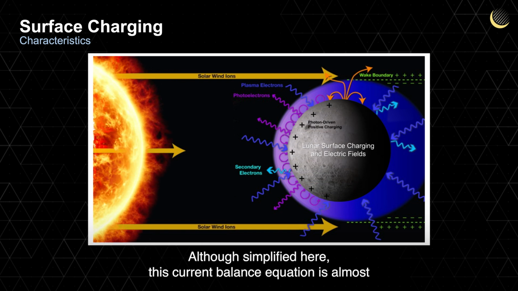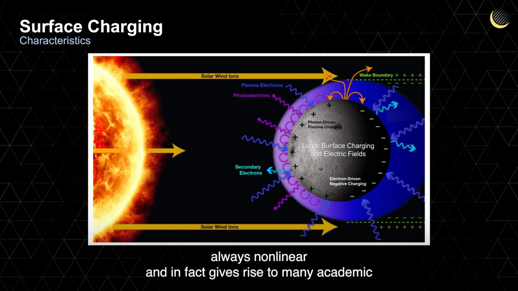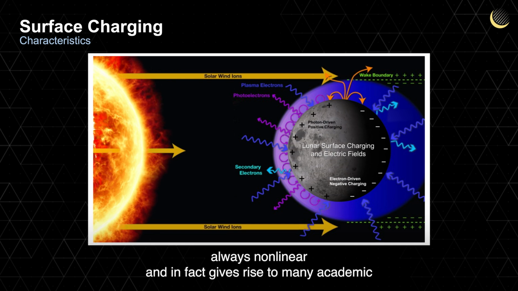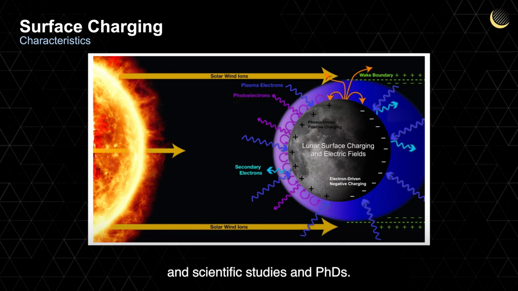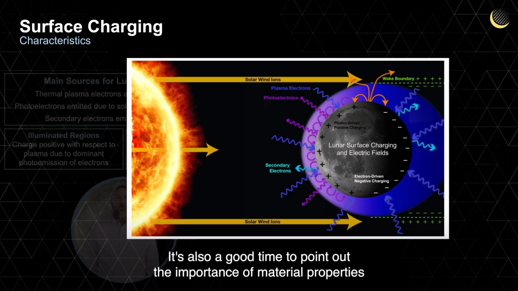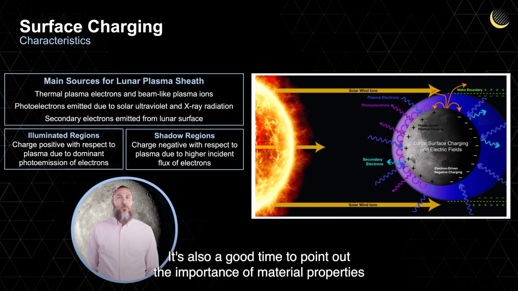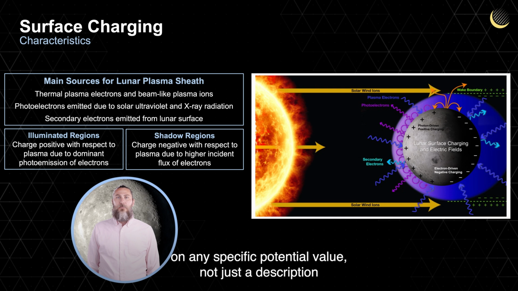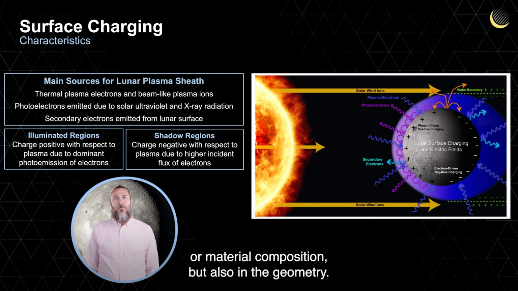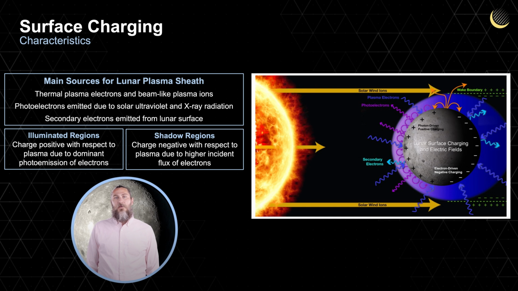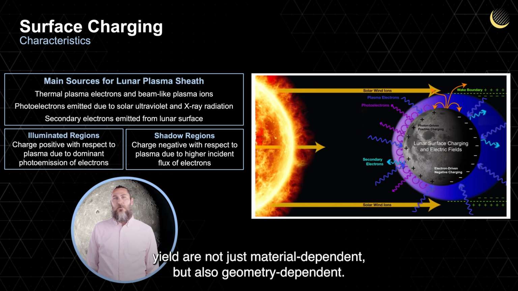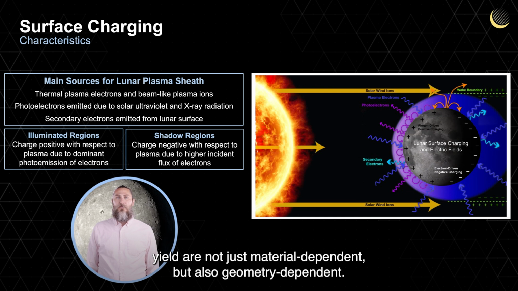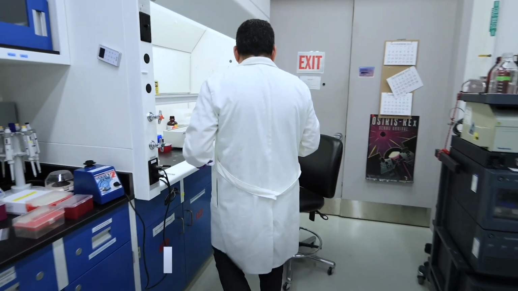Although simplified here, this current balance equation is almost always nonlinear, and in fact gives rise to many academic and scientific studies, and PhDs. It's also a good time to point out the importance of material properties on any specific potential value. Not just a description of material composition, but also the geometry. Characteristics such as secondary electron yield and photoemission yield are not just material dependent, but also geometry dependent.